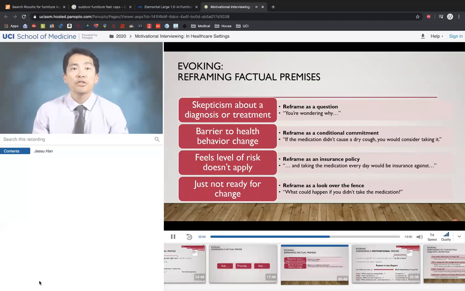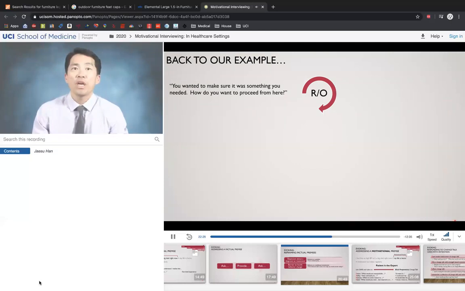Finally, some patients are just not ready for change, and regardless of what you say, they may just not signal readiness. In that case, sometimes it's helpful to reframe it as a look over the fence. So, for example, what could happen if you didn't take the medication? If we've done our job effectively, or if we've been able to reframe effectively, I should say, we may be able to work with our patients to then work on the planning process.